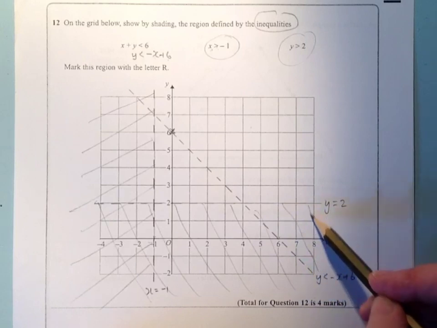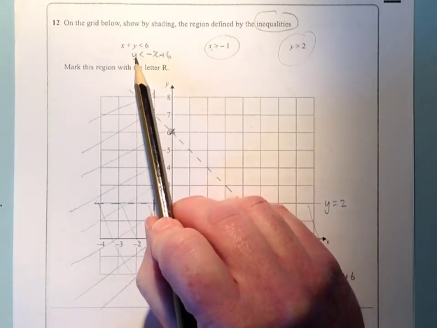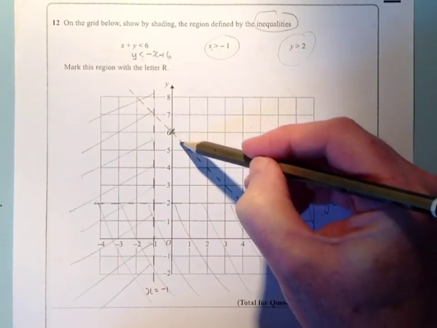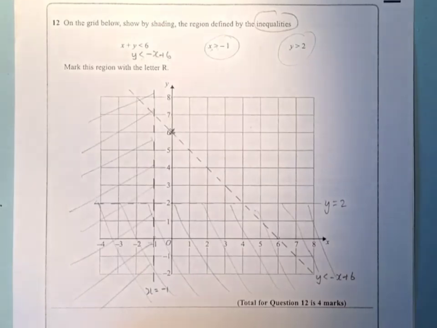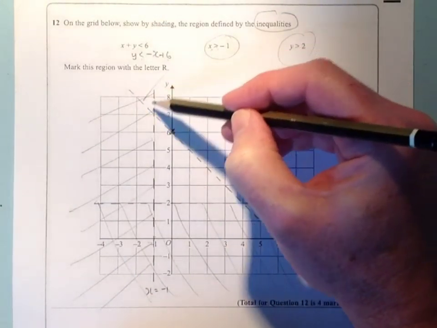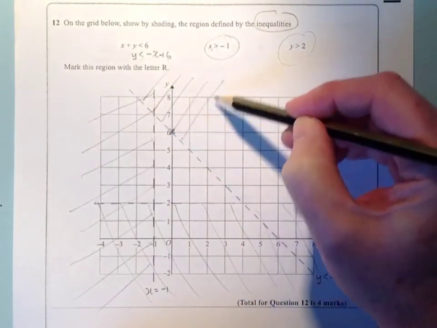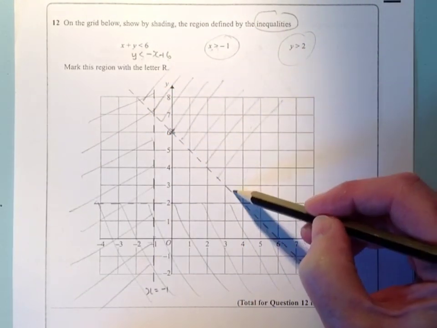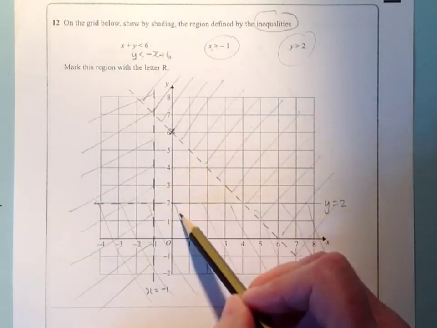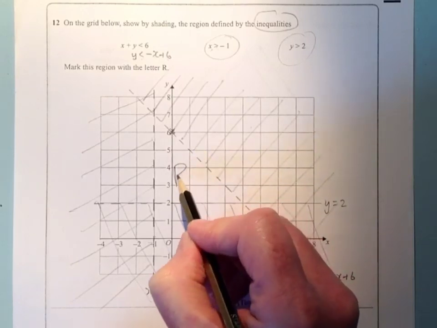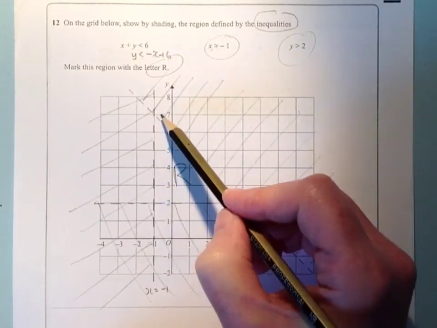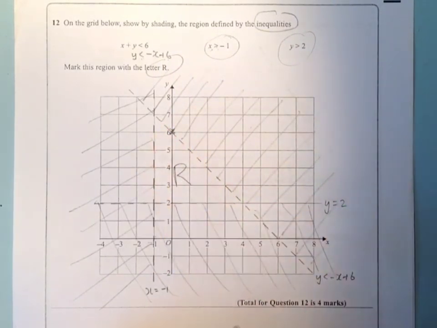Shade those ones out. And the y coordinates need to be less than minus x plus 6. Now on that line, the y coordinates are equal to minus x plus 6. So we want the y coordinates to be less than that, to be lower than that. So I'm going to shade out the region above the line because that's the region we're not interested in. So this leaves this region inside here, not including the lines. I can mark that with an R because that's what it asks us to do. Mark the region with the letter R. This region in here is the correct region.